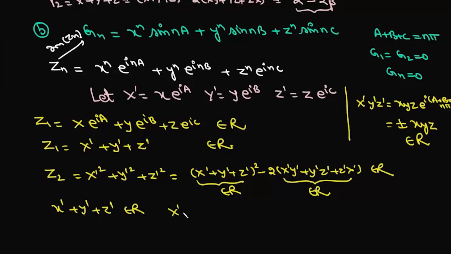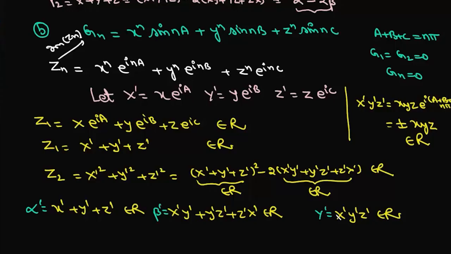We also have x dash y dash plus y dash z dash plus z dash x dash, which are real. And we also have x dash y dash and z dash, which is also a real number. And suppose this is our alpha dash, beta dash and gamma dash.